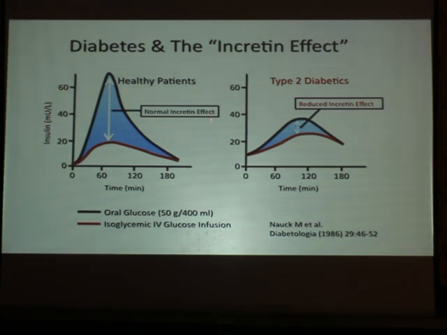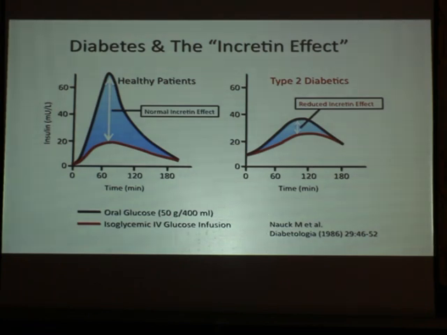It has been found that there is a huge gap. If you ingest 100 gram of glucose orally, the amount of insulin secreted is much more than if you give the same amount of glucose parenterally. There is a gap, and this graph is called the normal incretin effect. So what does it mean? If you ingest glucose orally, it is releasing certain substances in the intestines which are stimulating the pancreas to our advantage and downregulating the alpha cells.